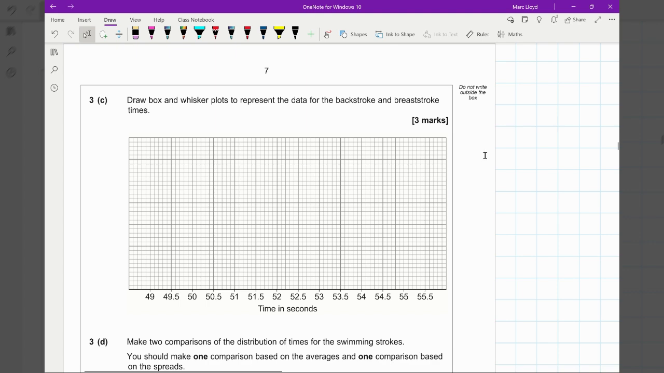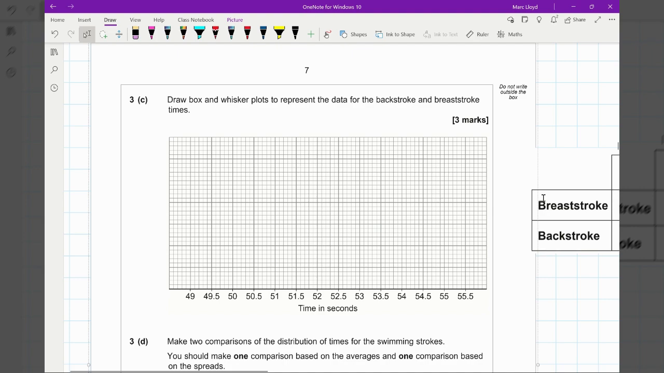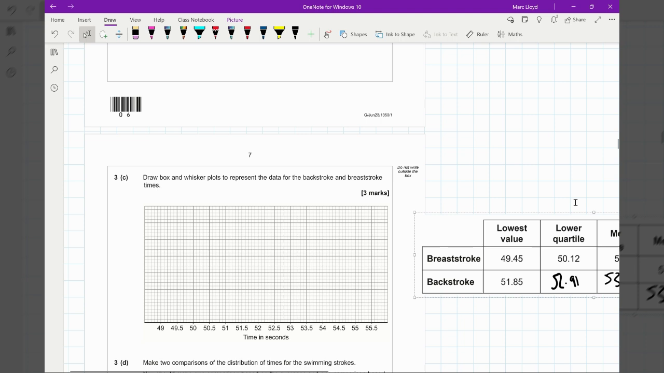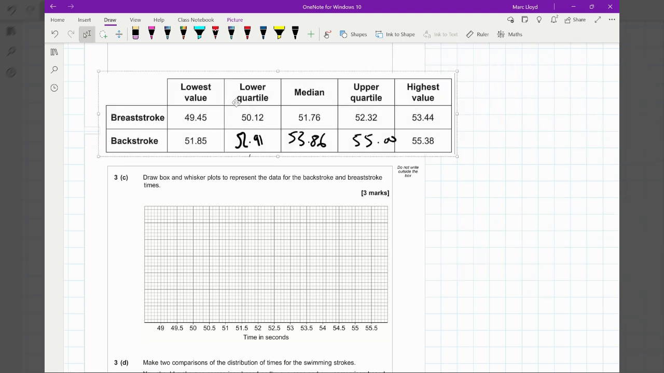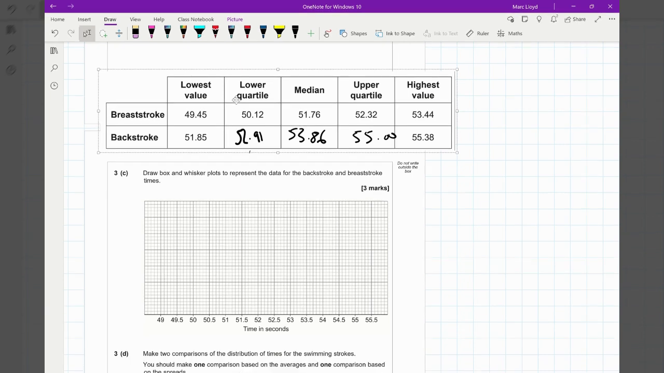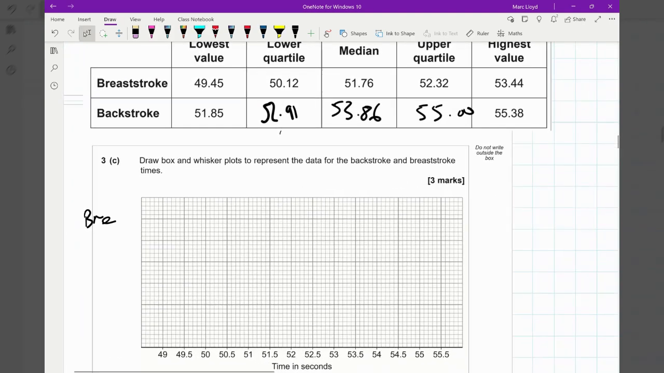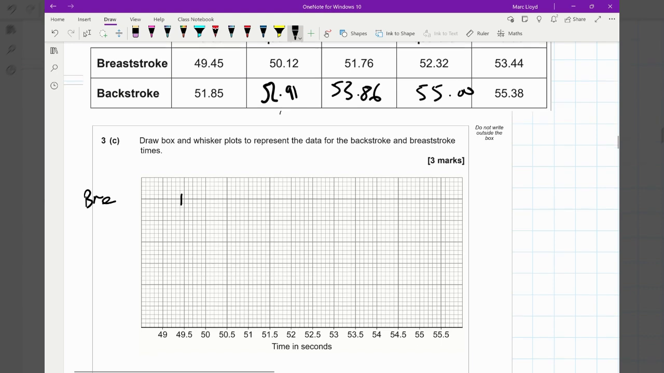And a right click, paste it. Hopefully paste it here. There we are. If I just move that there. Wonderful. Okay, let's get rid of the keyboard. And I'm going to do breaststroke first. I'll call it BRE. So our lowest value, 49.45. So at the 49.5, it's in the middle. 50.12, 50.1. We will have 51.76, 51.5, 51.6, 51.7. So in the middle there, that's our median. 52.32. So I'm going to put it there.